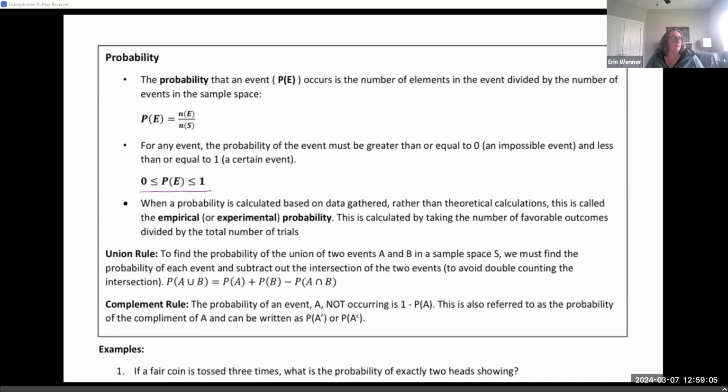When a probability is calculated based on data gathered rather than theoretical calculations, this is called empirical or experimental probability. This is calculated by taking the number of favorable outcomes divided by the total number of trials.